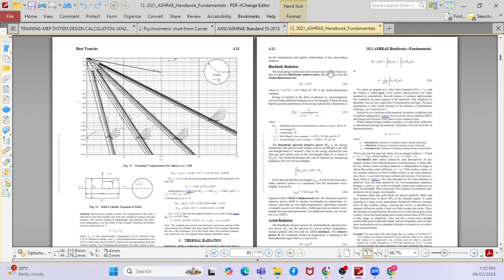But for example, when you do the thermal load calculation, HAP calculations, what is the equation you will use, right? That equation comes from the ASHRAE guideline.